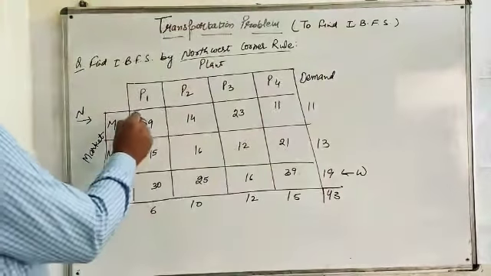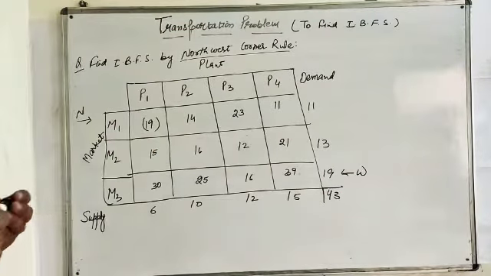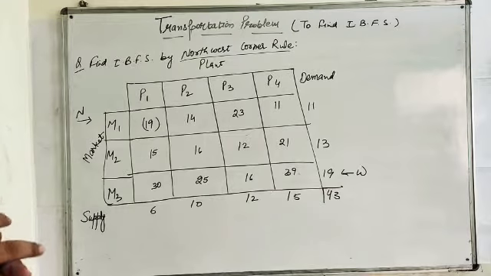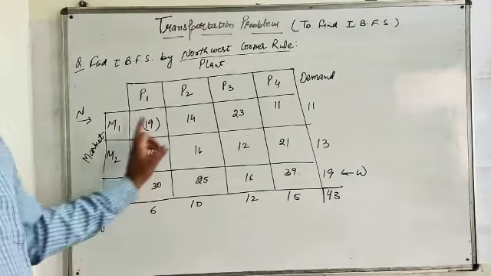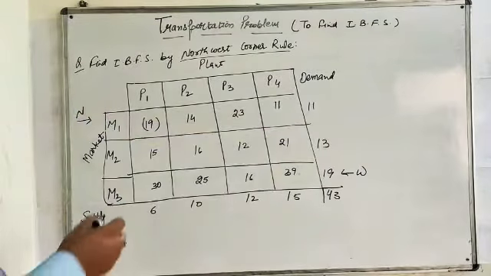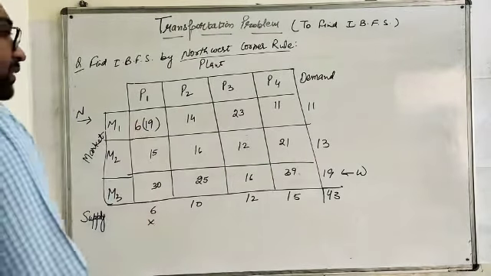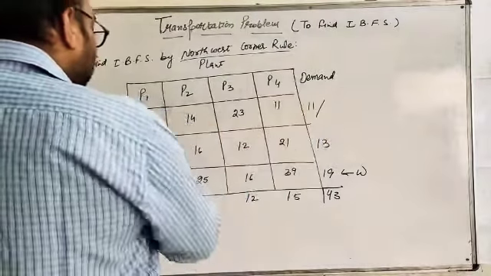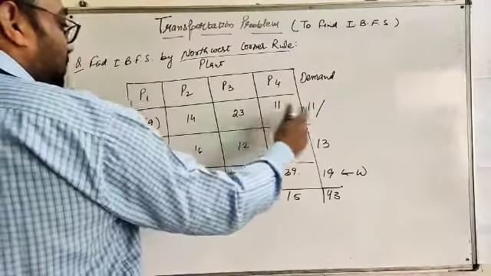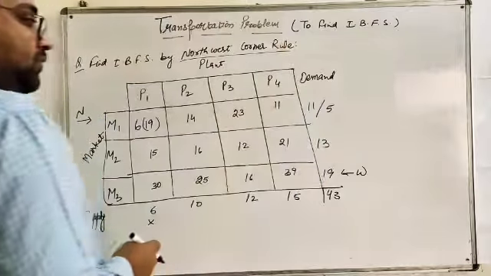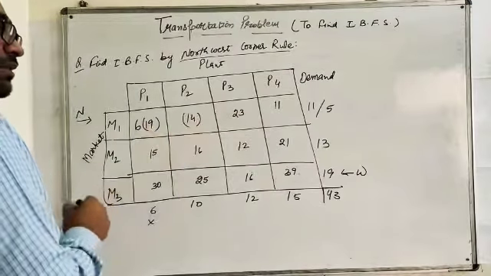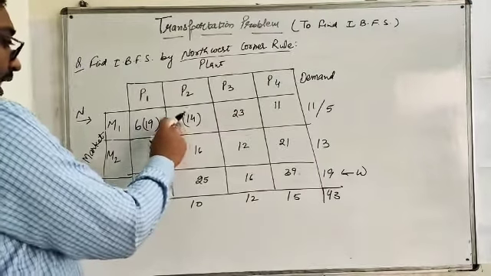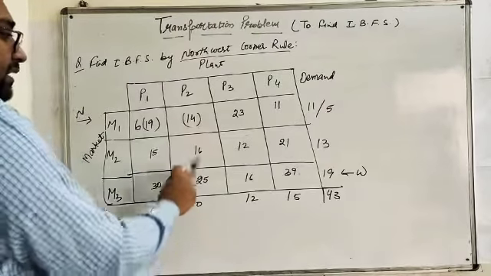Now we identify this first element and put the entry from the corresponding demand and supply, whichever is minimum, on this particular element. The corresponding supply is 6 and the demand is 11, so we fulfill this 6 on it. That is, the supply is completed, and the demand of this particular market is remaining, which equals 5. So we move to the right hand side, that is, to the next element, 14. At this element the supply is 10 and the demand is 5.